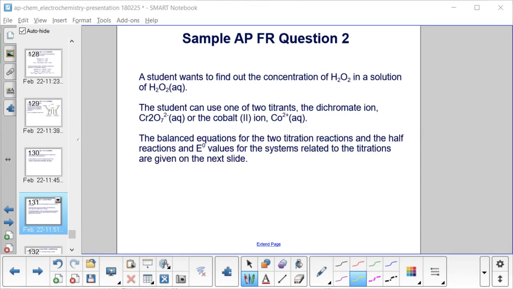Sample AP free response question 2. A student wants to find out the concentration of hydrogen peroxide, H2O2, in a solution of H2O2. The student can use one of two titrants, the dichromate ion, Cr2O7 2-, or the cobalt 2 ion, Co2+. The balanced equations for the two titration reactions and the half reactions and cell potential values for the systems related to the titrations are given on the next slide.